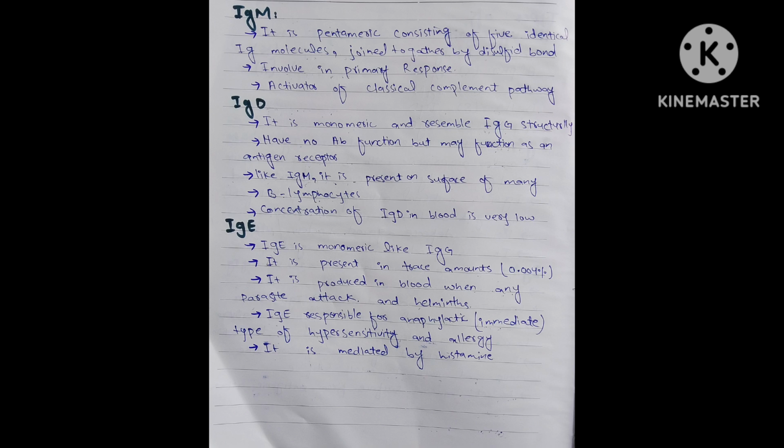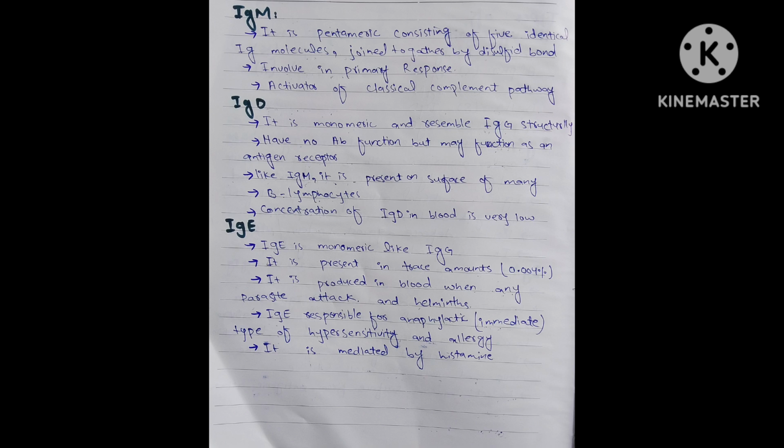Further, we move to the IgD class. It is a monomer and structurally resembles IgG. IgD has no antibody function but may function as an antigen receptor. Like IgM, IgD is present on the surface of many B lymphocytes. The concentration of IgD in blood is very low.